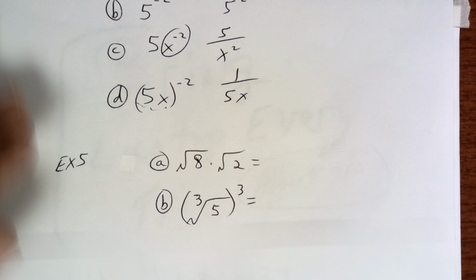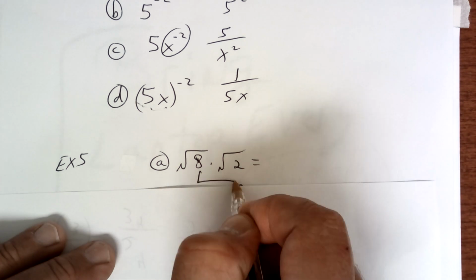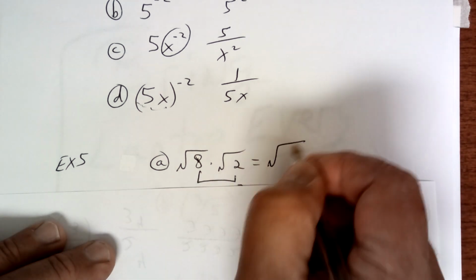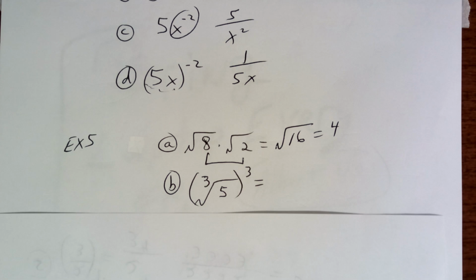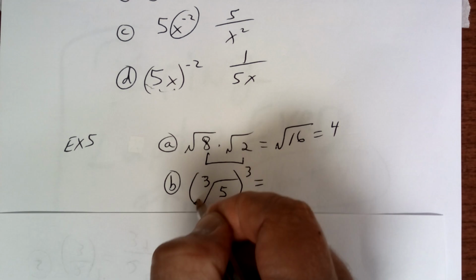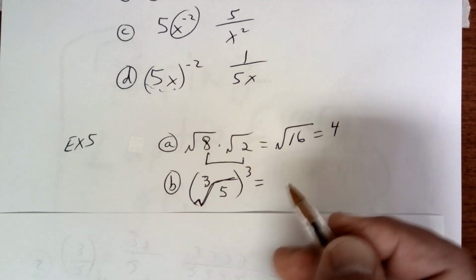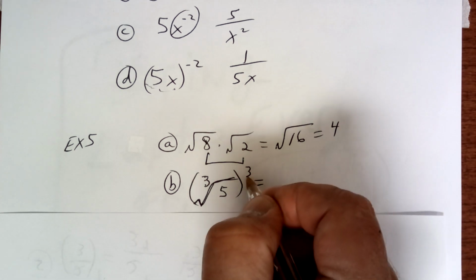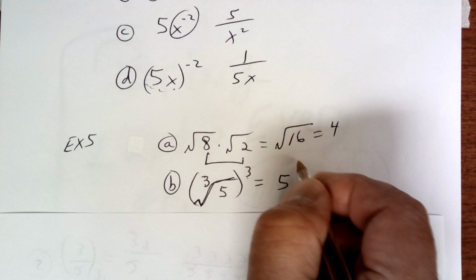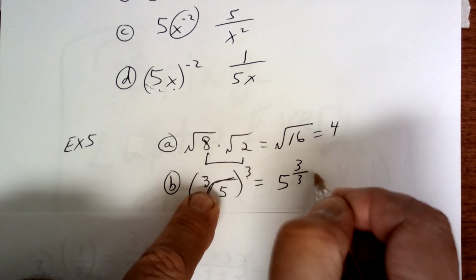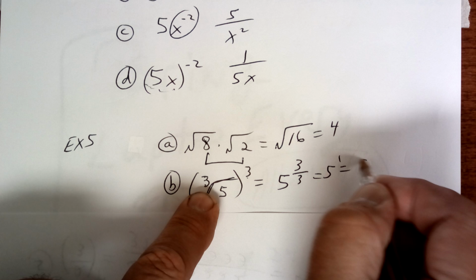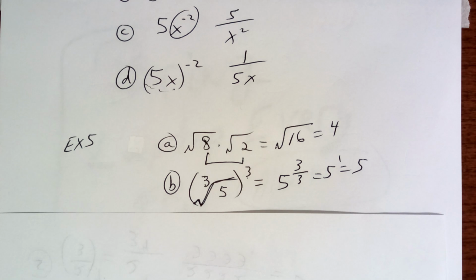This right here, you multiply the inside and you get 16. So you get the square root of 16, which is 4. This one right here, the root goes on the bottom. So that's the cube root, but it's raised to the third power. So what you have is 5 to the third power, but this root right here goes down here. So you get 5 to the first power, which equals 5. These basically cancel.